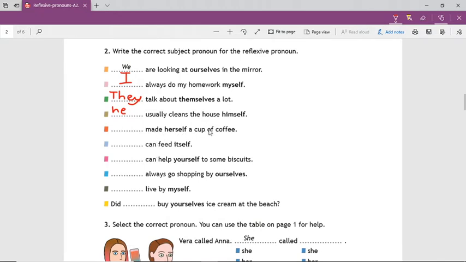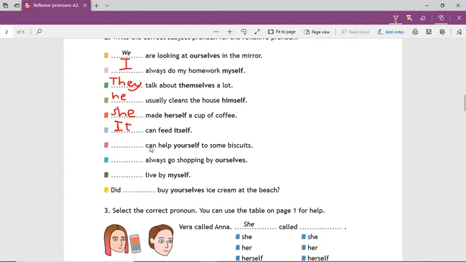Next up, usually he cleans the house himself, so the answer is he, because it's talking about himself. Made herself a cup of coffee, and that should be fairly straightforward following up for the next one. So it's she made herself a cup of coffee. Can feed itself, we don't know what the it is going to be, but it's going to be an it, so it could be an animal, probably most likely in this case. Can help yourself to some biscuits. So it's yourself, so the answer is going to be you. And this is a statement. You can help yourself to some biscuits.